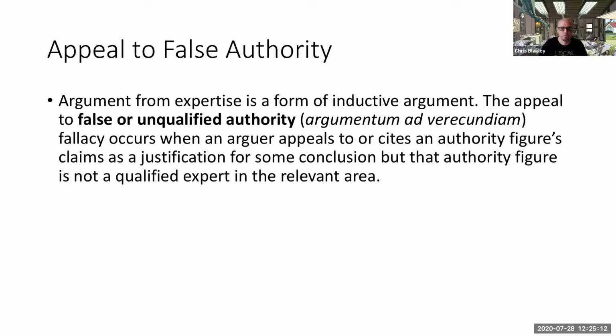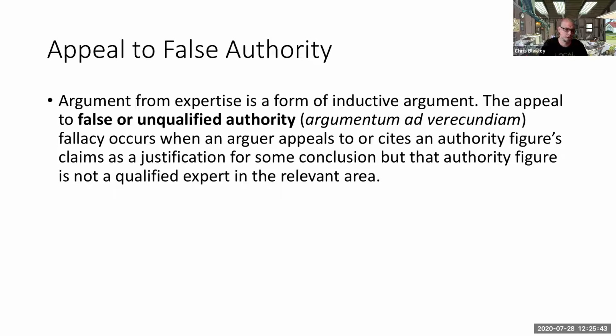Next, we have appeal to false or inappropriate or unqualified authority, irrelevant authority, right, for the subject matter of the argument. So arguments from expertise are important. We claim to know a lot of what we know on the basis of the testimony or the consensus, some kind of expert consensus. But they need to be an expert in the relevant area for the argument.